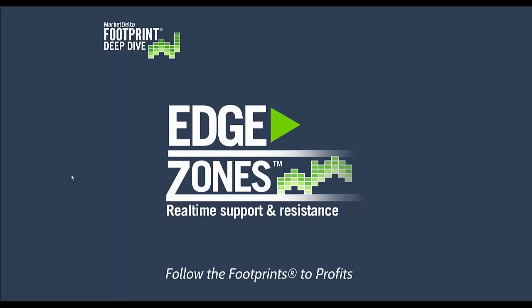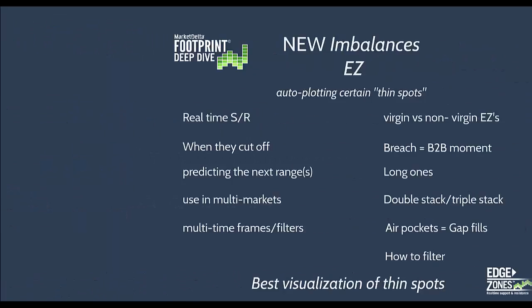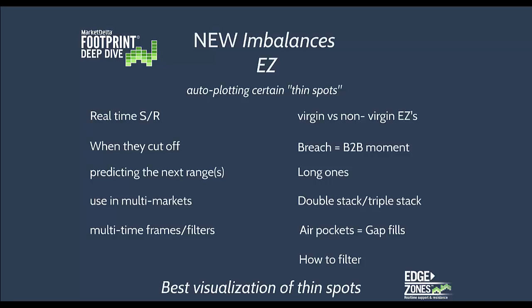So what we're going to talk about in today's session is the whole series of things we didn't cover in the last one. We talked about real-time support resistance, using them in multi-markets, multi-time frames and filters, virgin versus non-virgin, B2B moments, air pockets or gap fills. Now we're going to talk about the rests, when they cut off, the longer ones and where they come from, predicting the next consolidation range, double stack, triple stack, the additional value that they provide, and then how to filter it and kind of go from there.